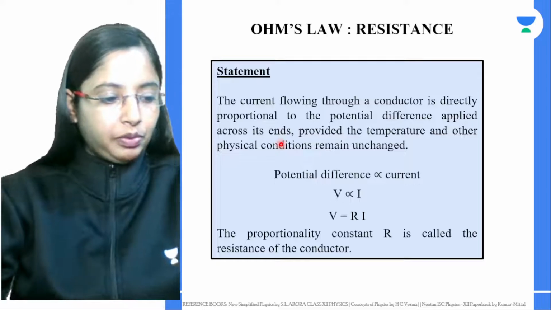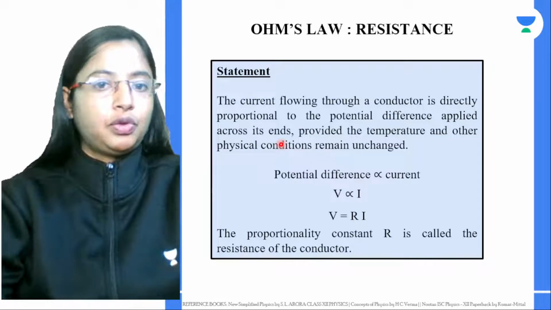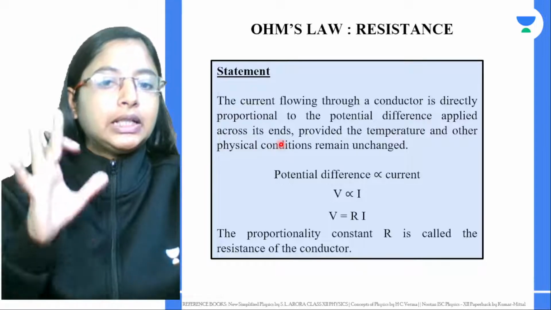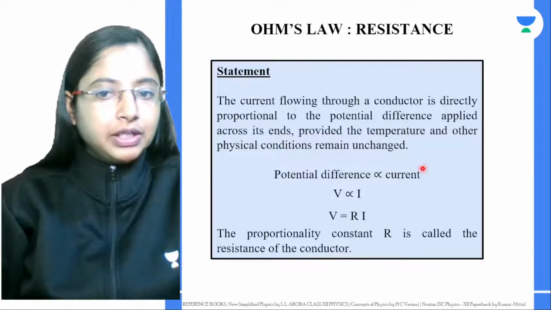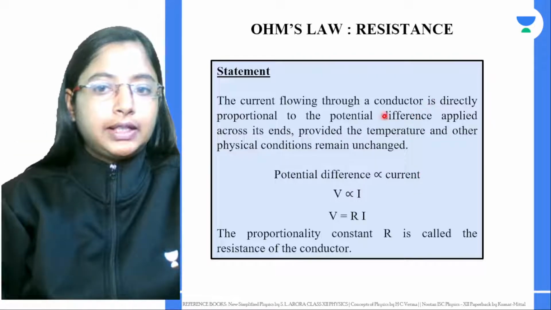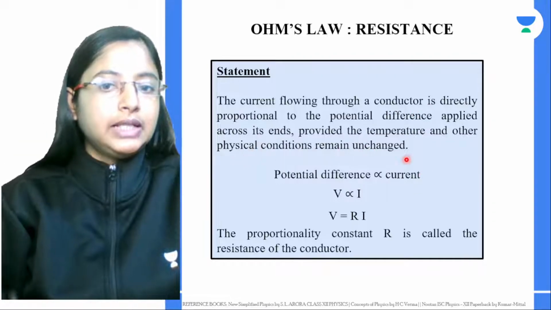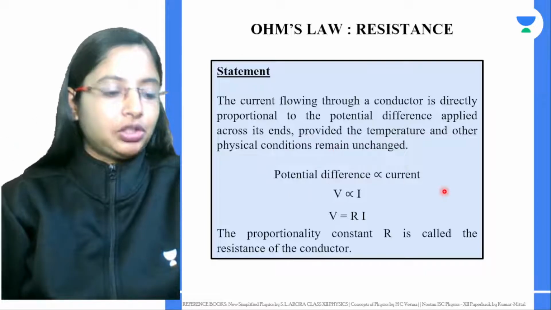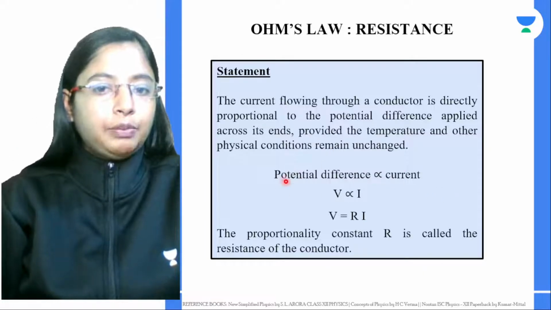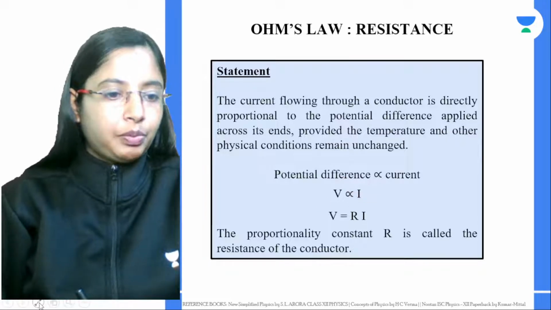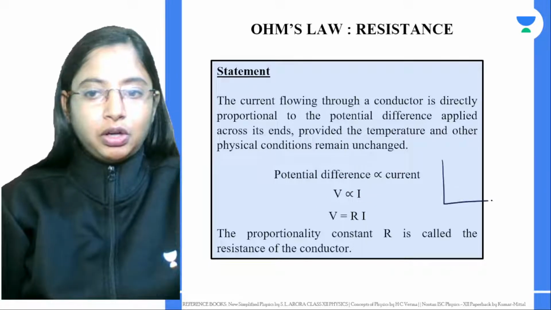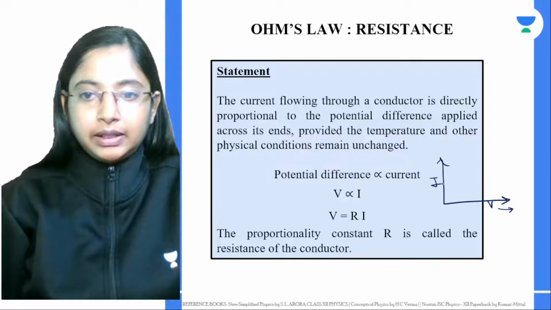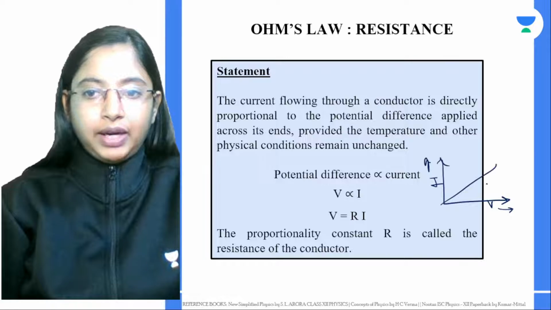As he increased the potential difference from 1 volt, 2 volts, 3 volts, 4 volts, he measured the current. But the potential difference is proportional to current provided the temperature and any other physical quantities remain unchanged. If the temperature changes, then there will be a change in current for a given potential difference as well. When you plot a graph between voltage on the x-axis and current on the y-axis, you get a straight line graph.